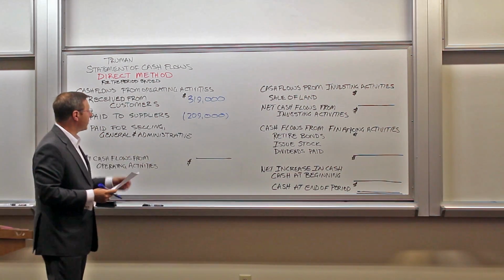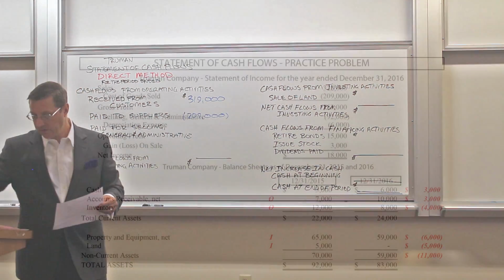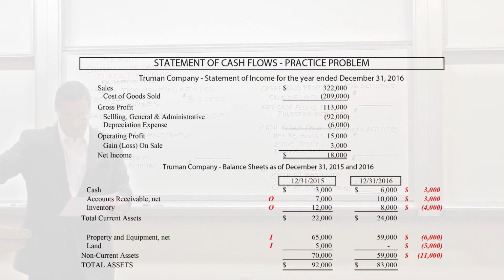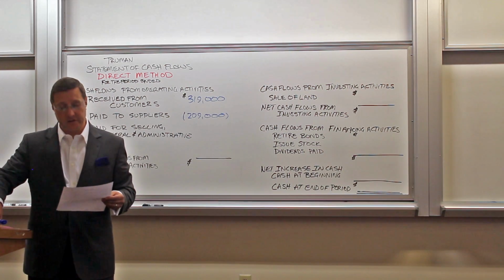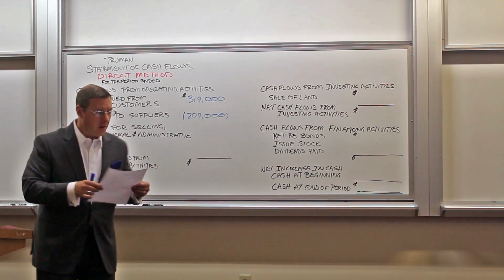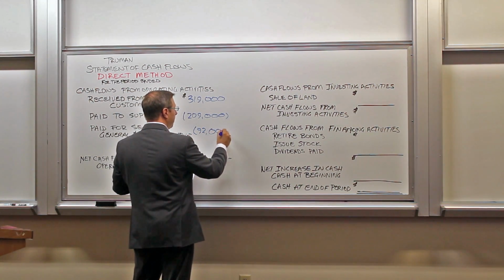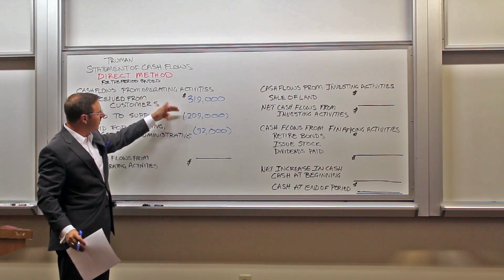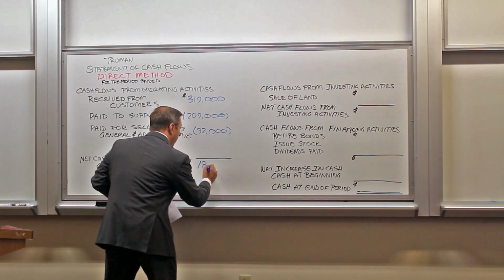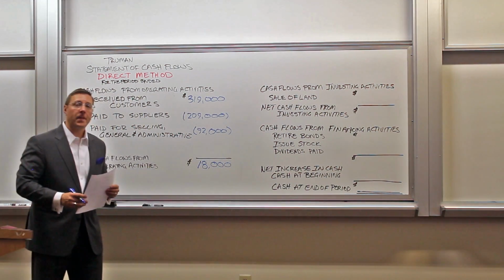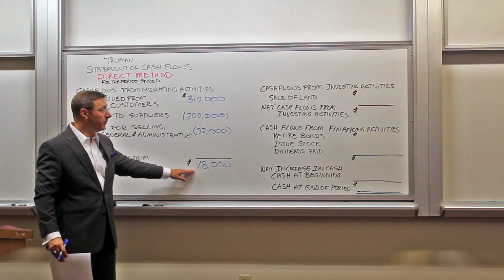Last, cash paid for selling, general, and administrative. Here we start with the SG&A expense, and the SG&A expense was $92,000. We subtract if there are any other short-term liabilities that are not accounts payable. There are none. So we just carry over our selling, general, and administrative, $92,000. When we do the math, $319,000 minus $209,000 minus $92,000, the net cash flows from our operating activities, $18,000. Regardless of method, indirect or direct, we should end up with exactly the same number.